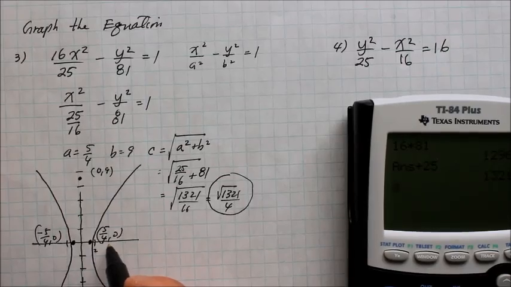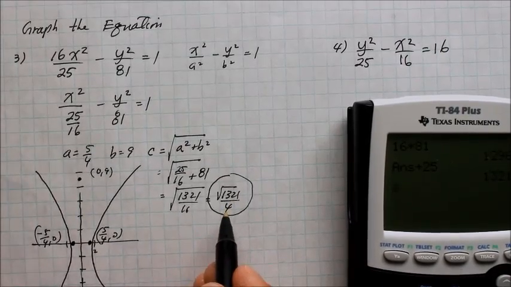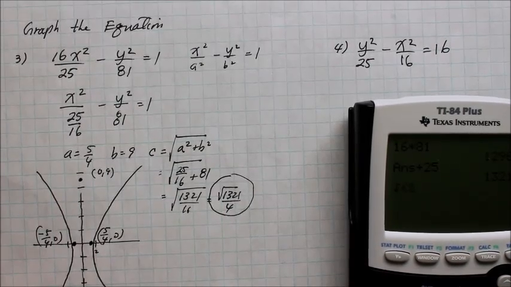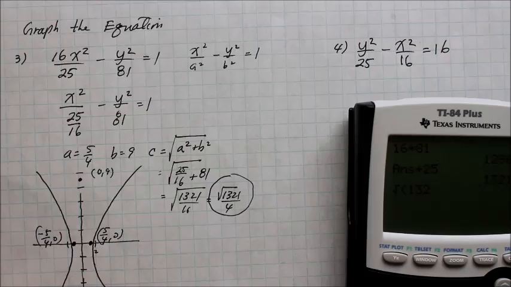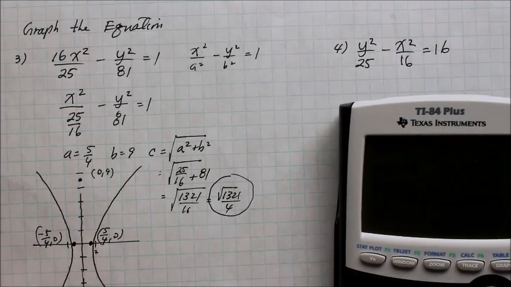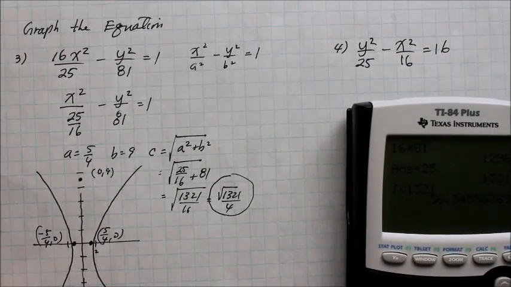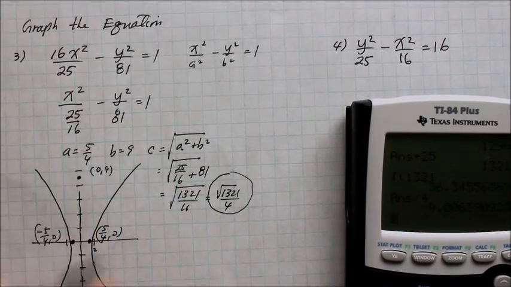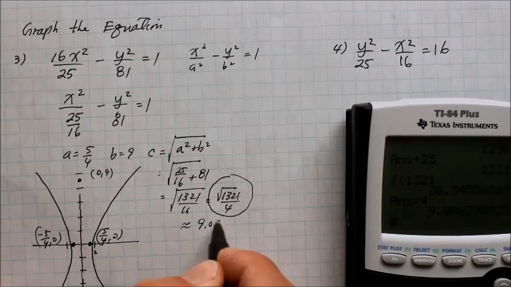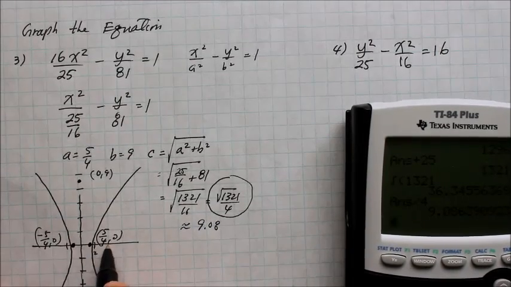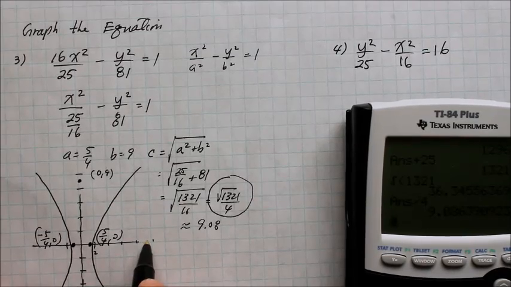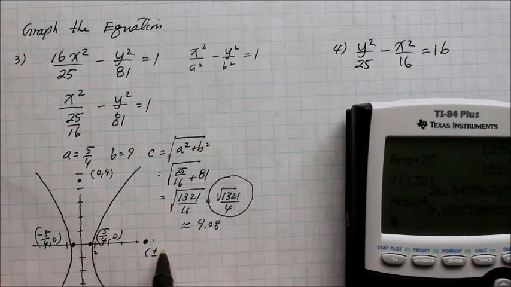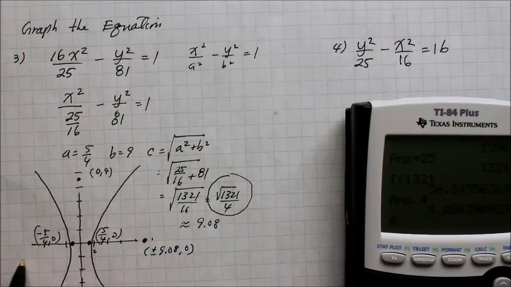But what is my foci? The foci is the square root of 1321 over 4. Well, let's get a rough estimate of what the square root of 1321 is. My calculator shows approximately 36.35, and divide that by 4, and that's going to be approximately 9.08. So if that's 2, 4, 6, 8, 10, 9.08 is somewhere over here. That's my foci coordinate, plus or minus 9.08 and 0. Same as on this side.